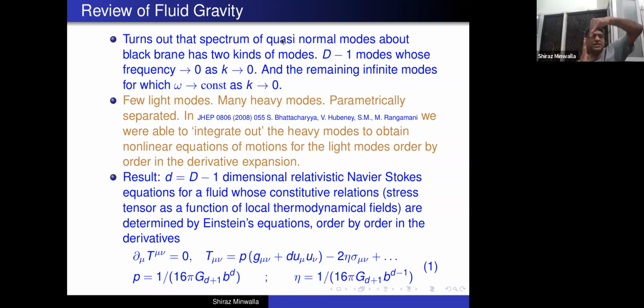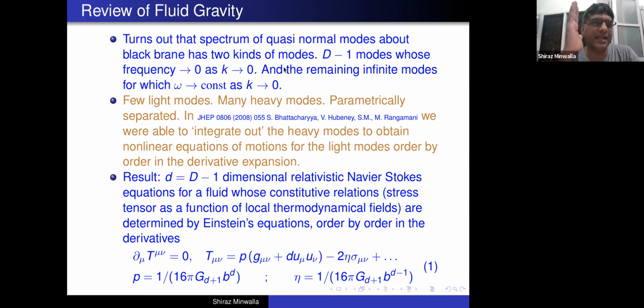So you can take these quasi-normal modes and fix the spatial momentum of these modes. Then you can try to find the energy of these modes, the time frequency of these modes, as a function of the spatial momentum. Now there are several quasi-normal modes. But when you solve this problem, you find something interesting.